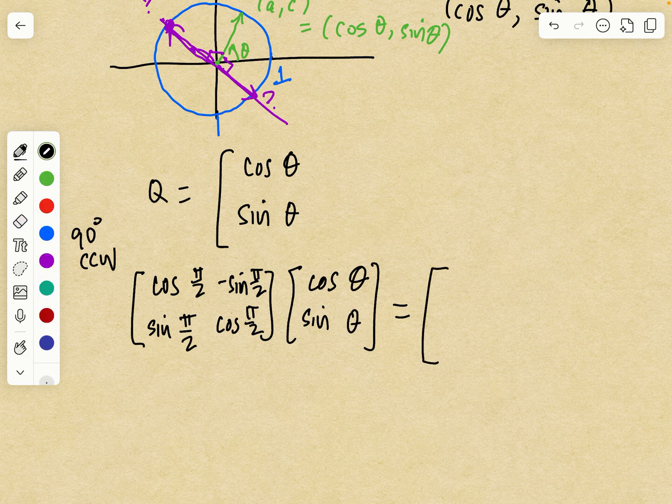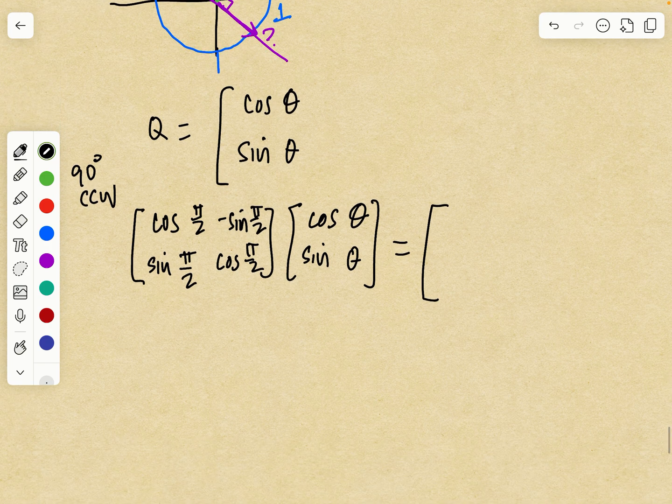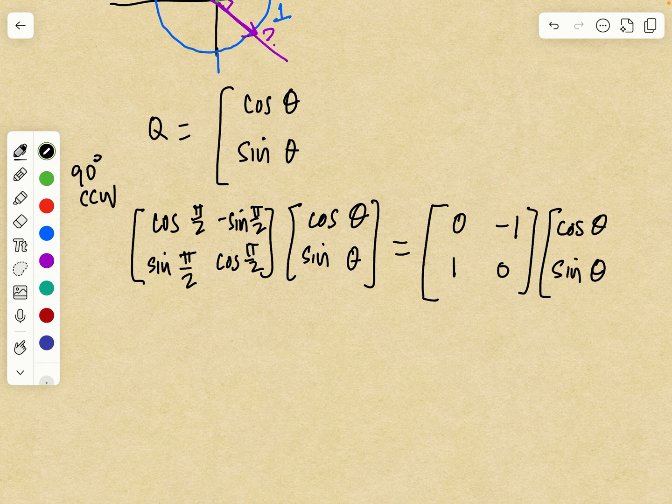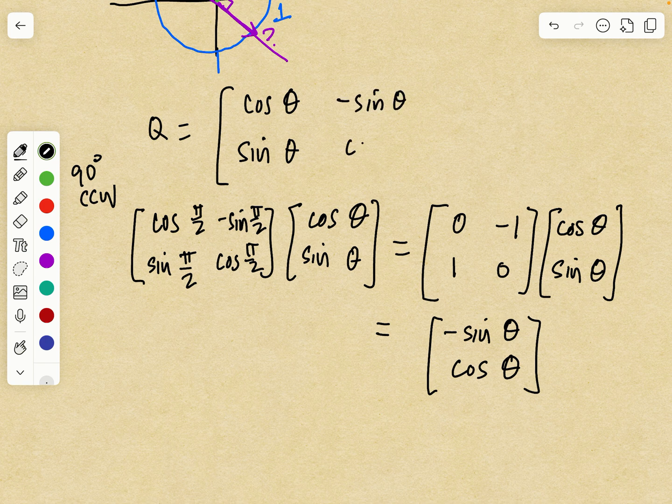And now we just need some trigonometry. Cosine of pi over 2 is 0. Sine of pi over 2 is 1. So negative sine of pi over 2 is negative 1. Cosine of pi over 2 is 0. So I take this matrix, multiply by cosine theta, sine theta, and I get negative sine theta, cosine theta. So the first possibility for Q is going to be negative sine theta, cosine theta for the second column.